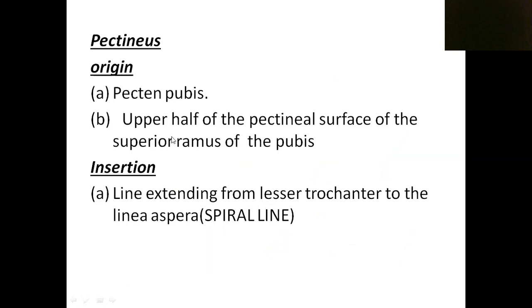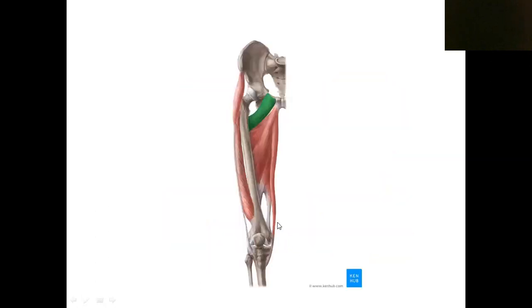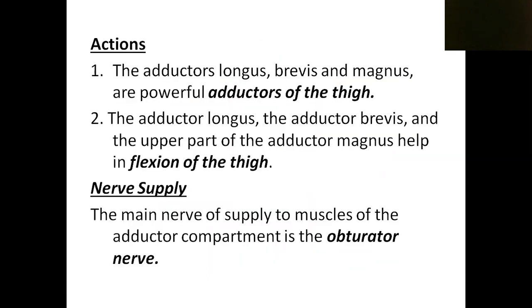Pecten pubis and the pectineal surface of the pubic bone, insertion to the spiral line. Already showed you the spiral line. See, almost like this. This is the pectineus muscle. So origin and insertion of these muscles are clear. And I told you this is the adductor compartment. So no doubt these muscles adduct the thigh. So these are the adductors of the thigh.